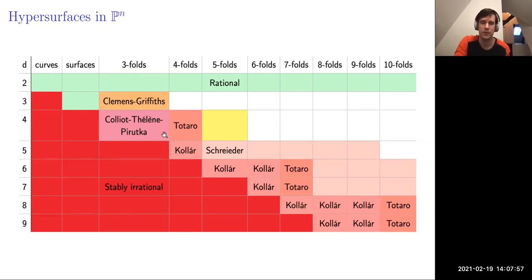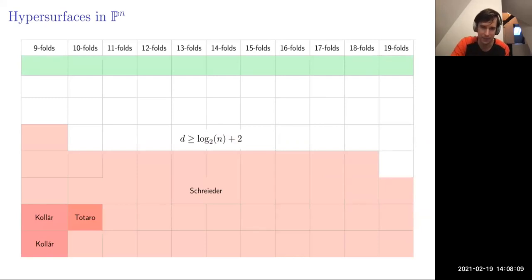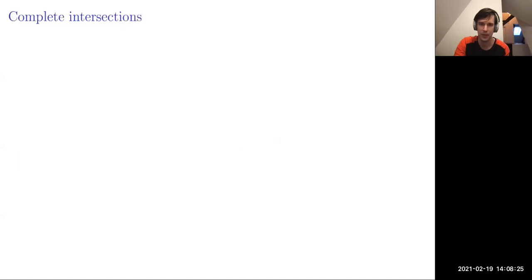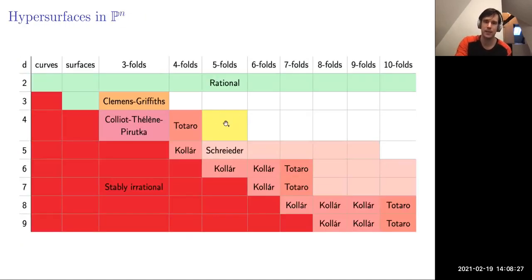From there on, we got many new cases by Totaro and maybe especially Stefan Schreieder, who covered a result in higher dimensions, which was very surprising, that he had logarithmic bounds for the degrees. So this is in higher dimensions by far the strongest result we have. Our main contribution is this yellow box here, the quartic fivefold.